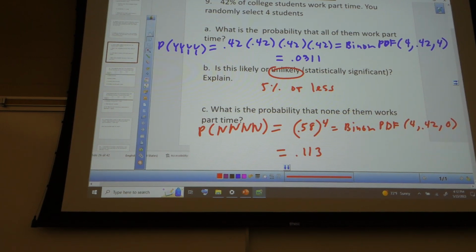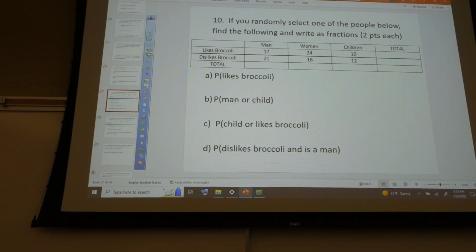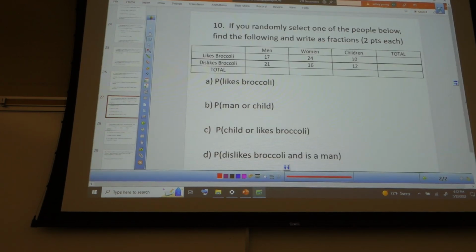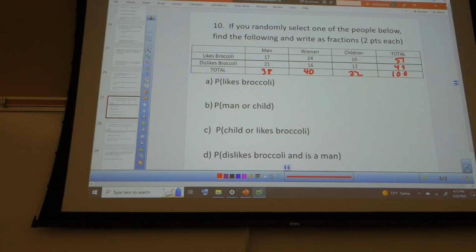Okay, great. Moving on, problem number 10. So you're all familiar with this one. Fill in the table and then answer the probability questions. Let's check in and see if folks are at. So first, do your totals.